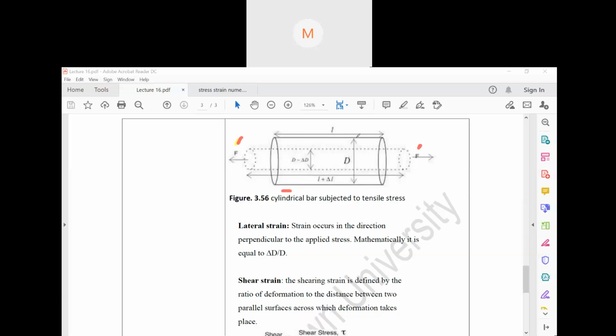Similarly, look, this is D. This is D, right? So what happens? If this is D, then del D by D. Suppose the force is applied here, and the strain occurs in the direction perpendicular to the applied stress. So that means what? You are applying the force, but this is the perpendicular direction, no?